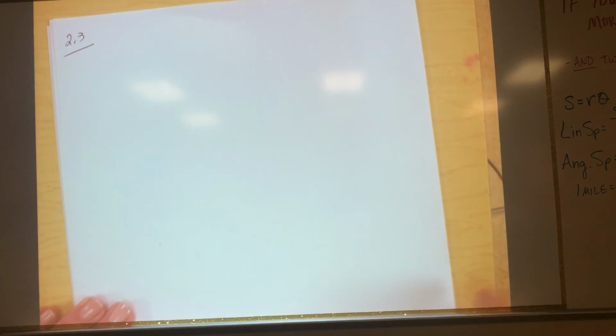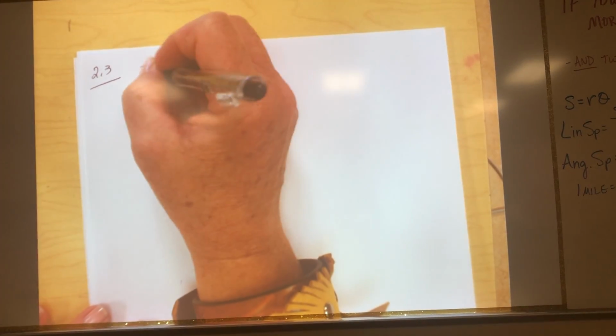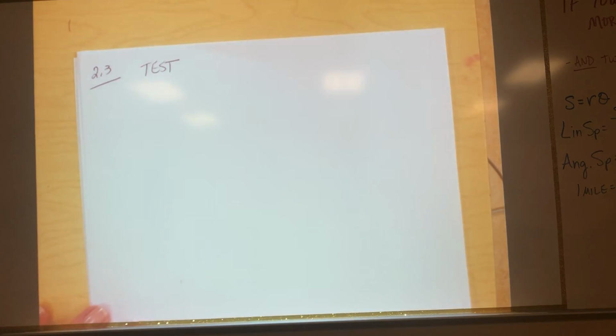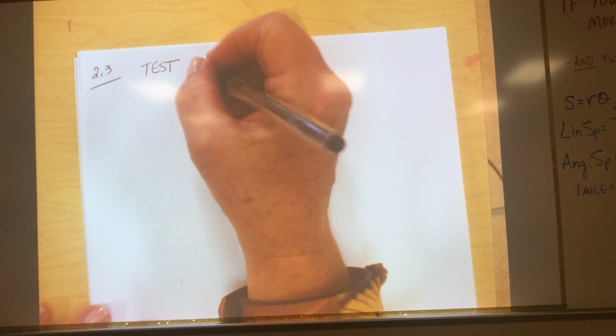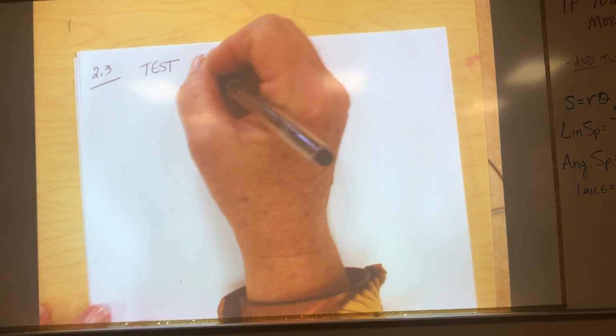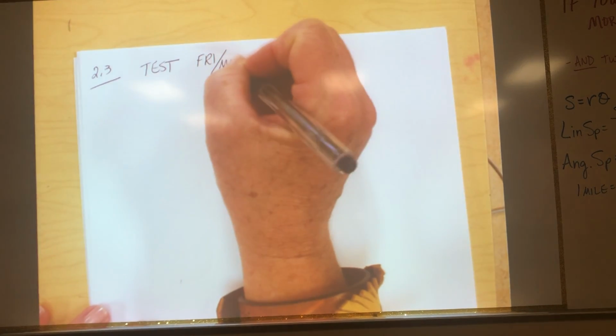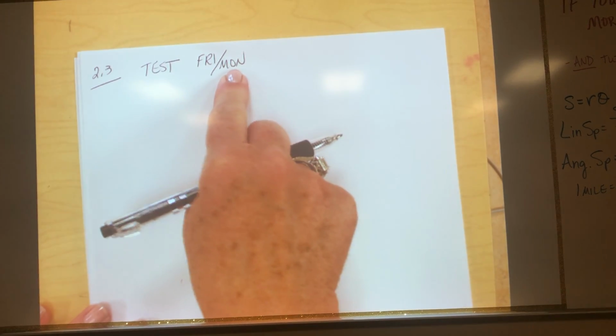2.3. So, make sure we understand this. Tell me when your test is. Monday. Yes, it says Wednesday, Thursday on my paper. It is Monday. So your test will be Friday, Monday. A day, B day. Everybody got it?